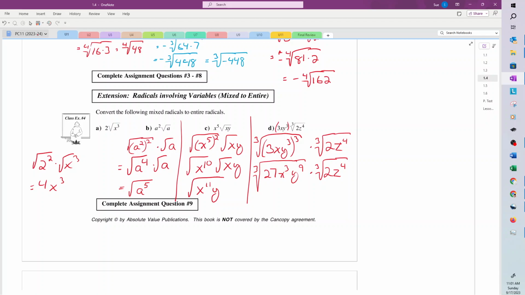But now I'm going to combine it, and this is going to be the cube root of 2 times 27, which is 54. I only have x's here, so that's x cubed. I only have y's here, so that's y to the 9, and I only have z's there, so that's z to the 4. So there's my answer.